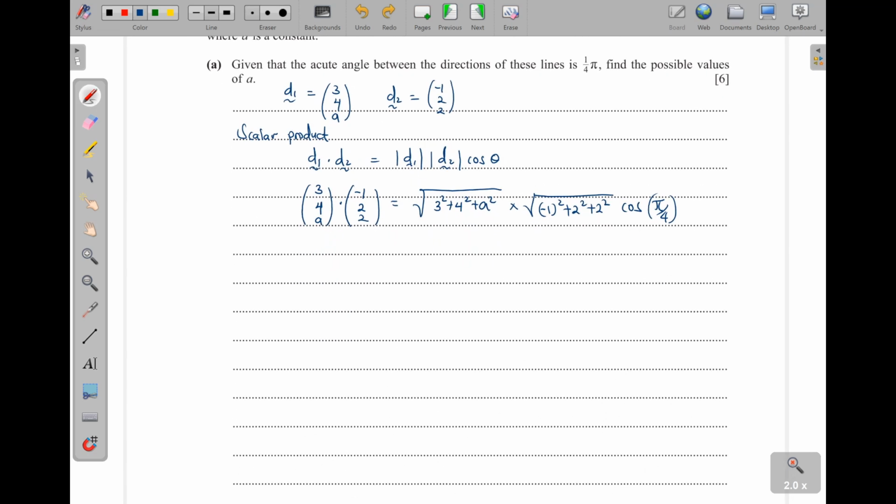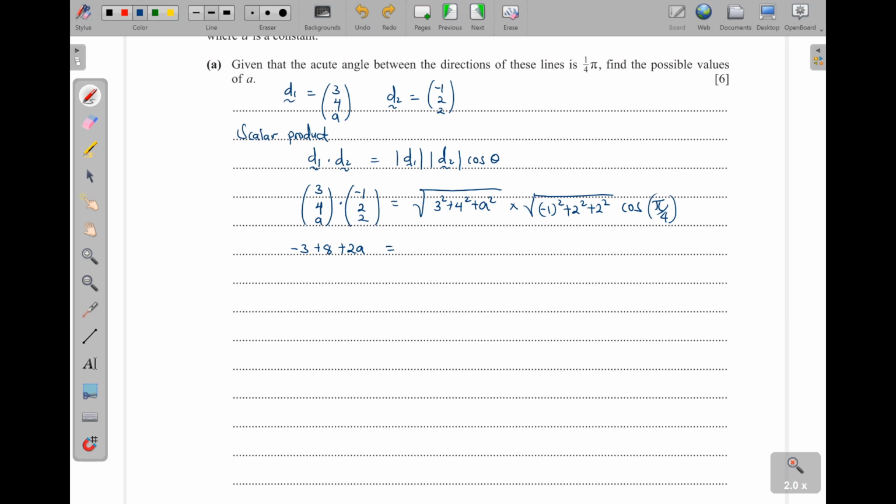Now, you just multiply this with this, and that with that, then you add all of them together. So this will be -3, then plus 8, then plus 2a. And then here we have 9 plus 16.